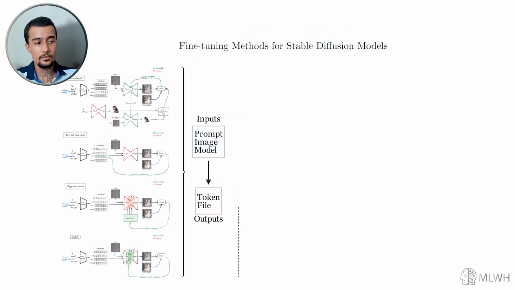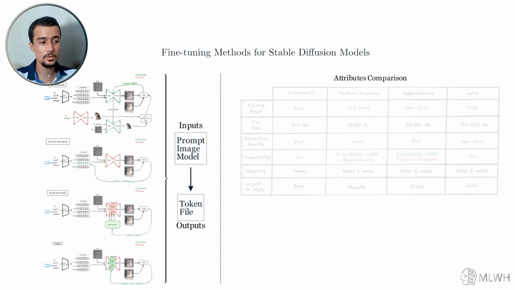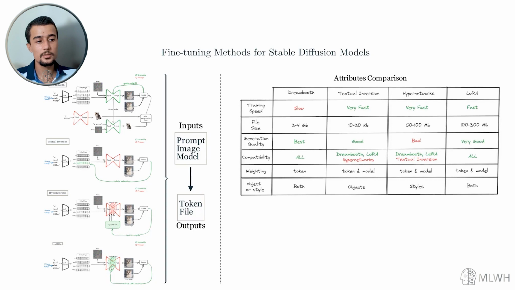Okay, so let's now compare these methods based on some attributes, but please keep in mind that these are based on my own observations and my own experience with each method. And also here, for example, if I say this method is fast, it means that it is fast compared to the other methods. So the first one here is the training speed. Dreambooth is the slowest, and that's expected since we're training the whole Stable Diffusion model.